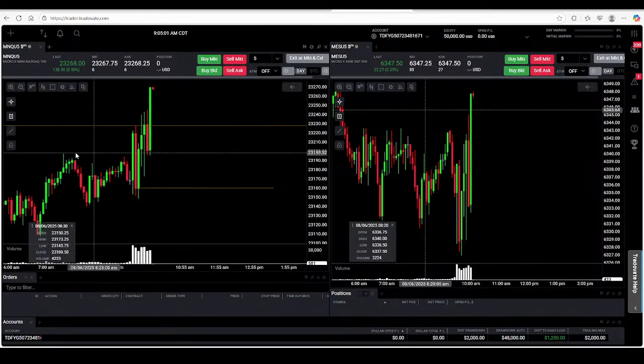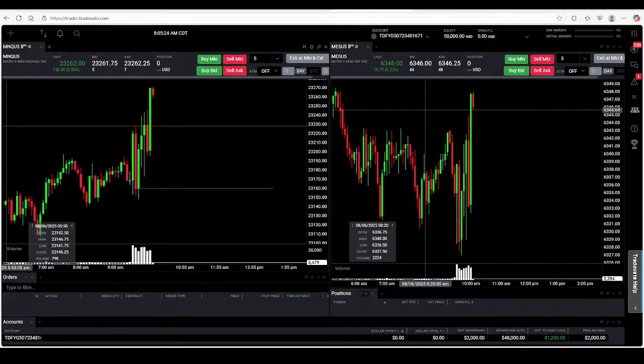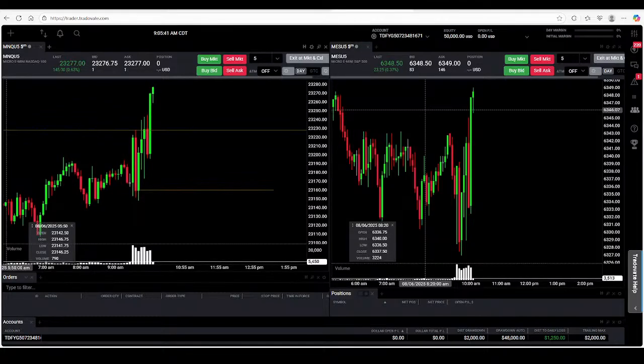You can see I have it here set to 5. Let's see. Rules once to live. It does have a 35% consistency. Your biggest day of profit can't be more than 35% of your total profits. You can trade up to 5 minis or 50 micros.